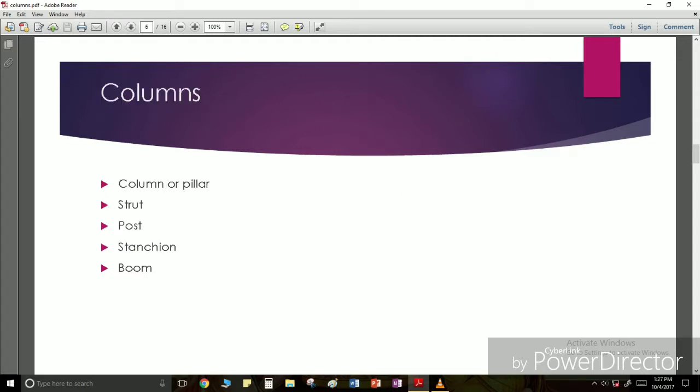Coming to columns, here we will discuss the definition of a column or pillar, the definition of a strut, and the difference between a column and a strut. What is a post, what is a stanchion, and what is a boom?